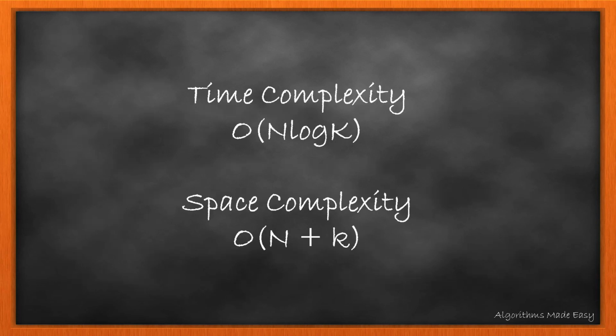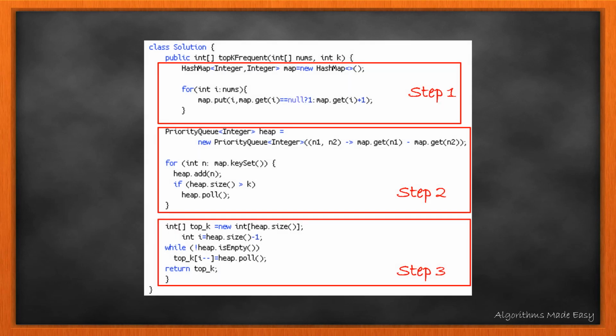The time complexity is O of n log k because we can make some optimization in step 2 and 3, and that will save some time. The space complexity will also improve to O of n plus k. Here is the actual code snippet from the method. Also check out the link to the Java code in the description below.